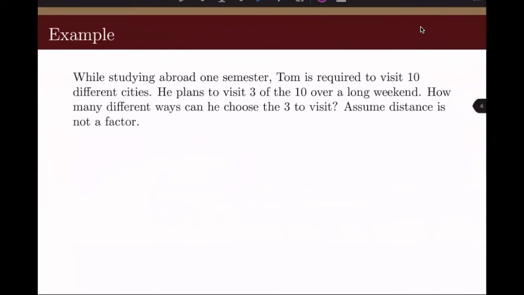Next example. While studying abroad one semester, Tom is required to visit 10 different cities. He plans to visit 3 of the 10 over a long visit. How many different ways can he choose the 3 to visit? Assume distance is not a factor.